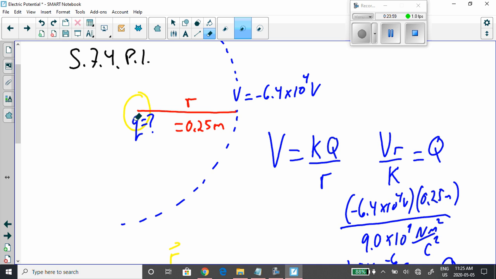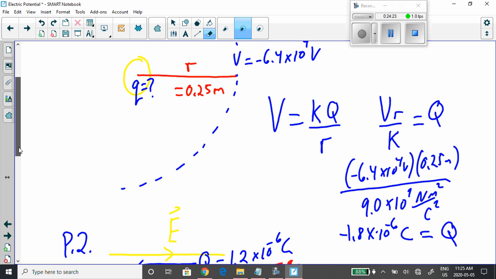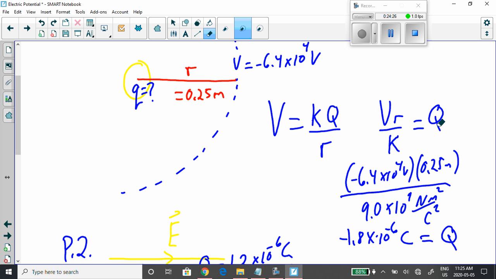So here's the point charge. We don't know the sign on it. We don't know the magnitude. We do know that at a point that's 0.25 meters away, right there, there's an equipotential line. It'll be circular. That is having a voltage of negative 6.4 times 10 to the negative 4 volts. Well, here's my equation for voltage, but now I want to solve for Q. So I rearrange that equation for Q. Take a look there. And I get Q is equal to VR over K. I plug in the numbers, and lo and behold, here's my charge. And it makes sense that it's negative because I have a negative voltage there. That makes a lot of sense.